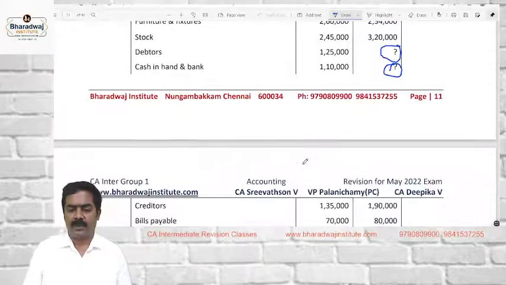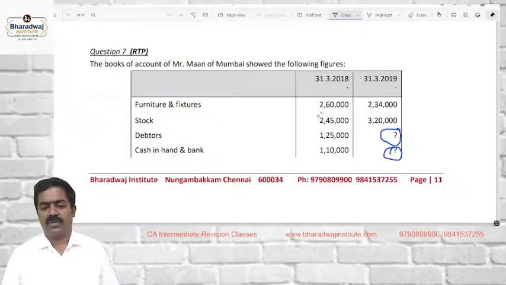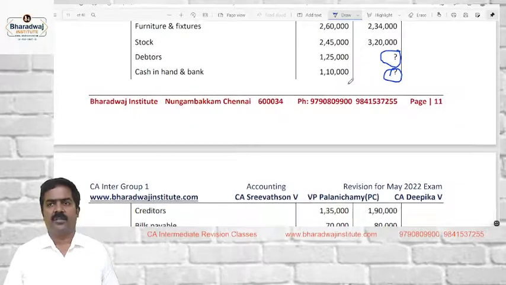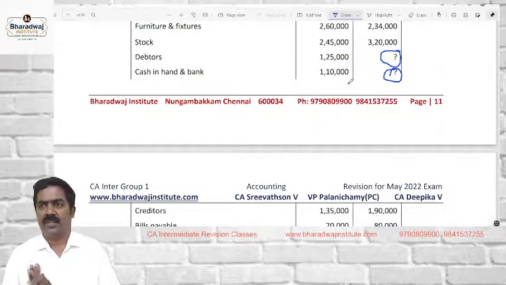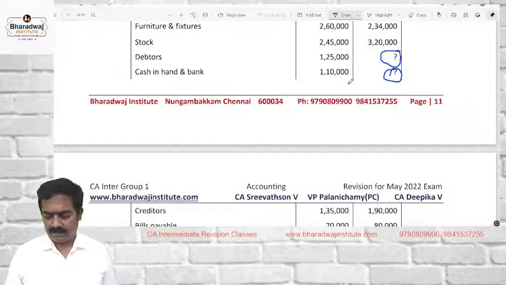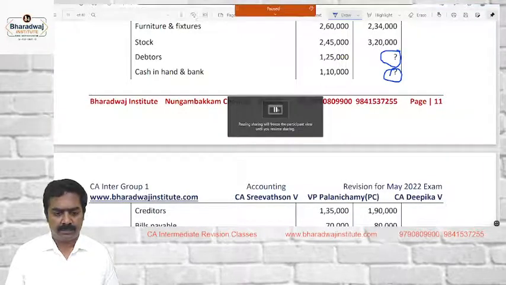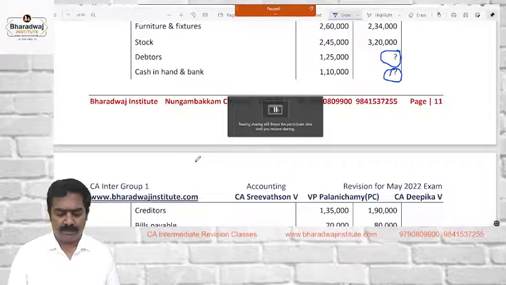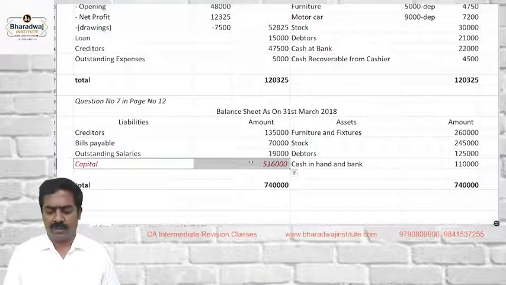So I hope there is no problem in preparing the opening statement of affairs. Start. Directly you can start with statement of affairs on 31st March 2018. We are going to go by jet speed method. Do it very fast. Increase the speed. Opening balance, yeah, 5,16,000. Verify your answer.